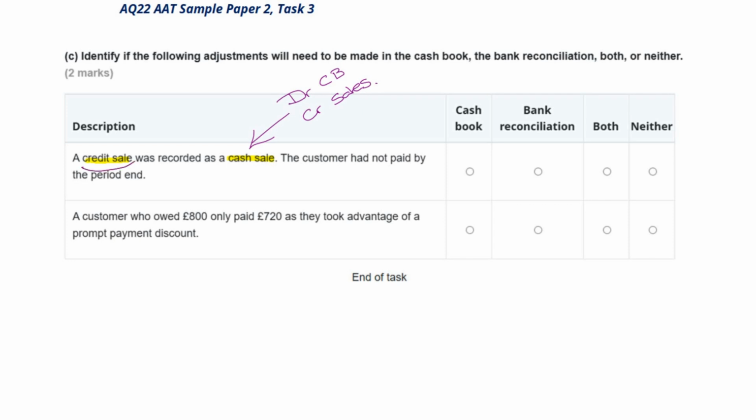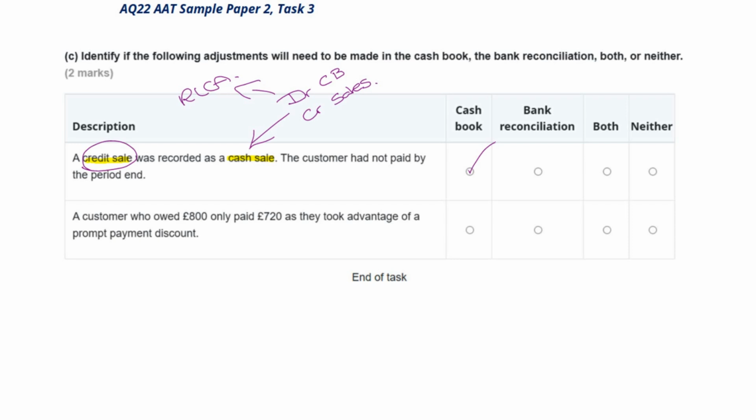Because it was a credit sale and they haven't yet paid, it should have gone to the receivables ledger control account. So the adjustment we need to make is in the cash book, to take it out of the cash book and put it into receivables ledger control.